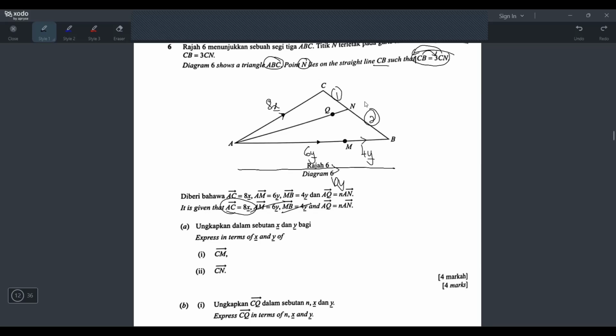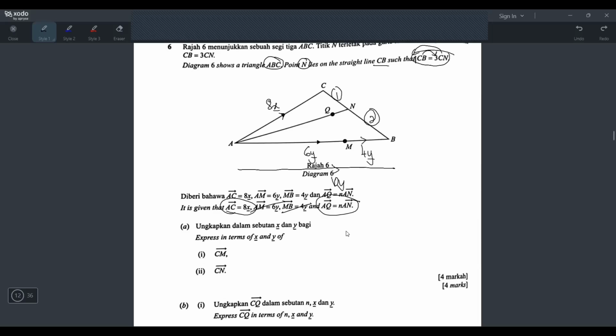It means can I find vector BC? Yes. Vector B to C will be negative 10y plus 8x. Because A to B is 10y, so going back means negative 10y plus 8x. Okay, let's see the next one. AQ equals to NAN. This one you cannot label. You can't label this information. You know why? Because they never gave me the N.